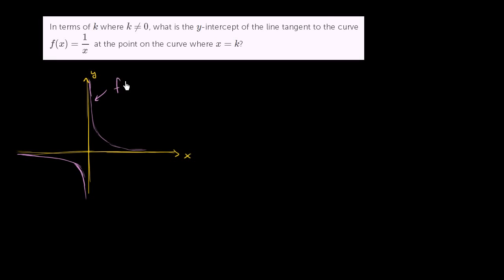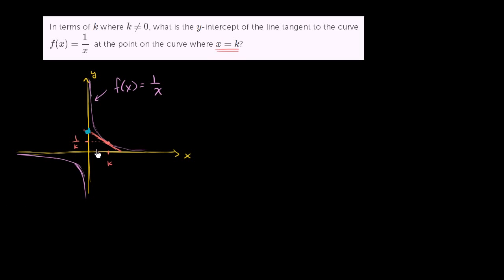So this right over here is f of x is equal to 1 over x. Now we are concerning ourselves with the point x equals k. It could be anything that's non-zero, but let's just say that this is k right over here. So that is the point k, 1 over k. And we want to find the line. We can visualize the line tangent to the curve there. It might look something like this. And we need to figure out its y-intercept. Where does it intercept the y-axis?